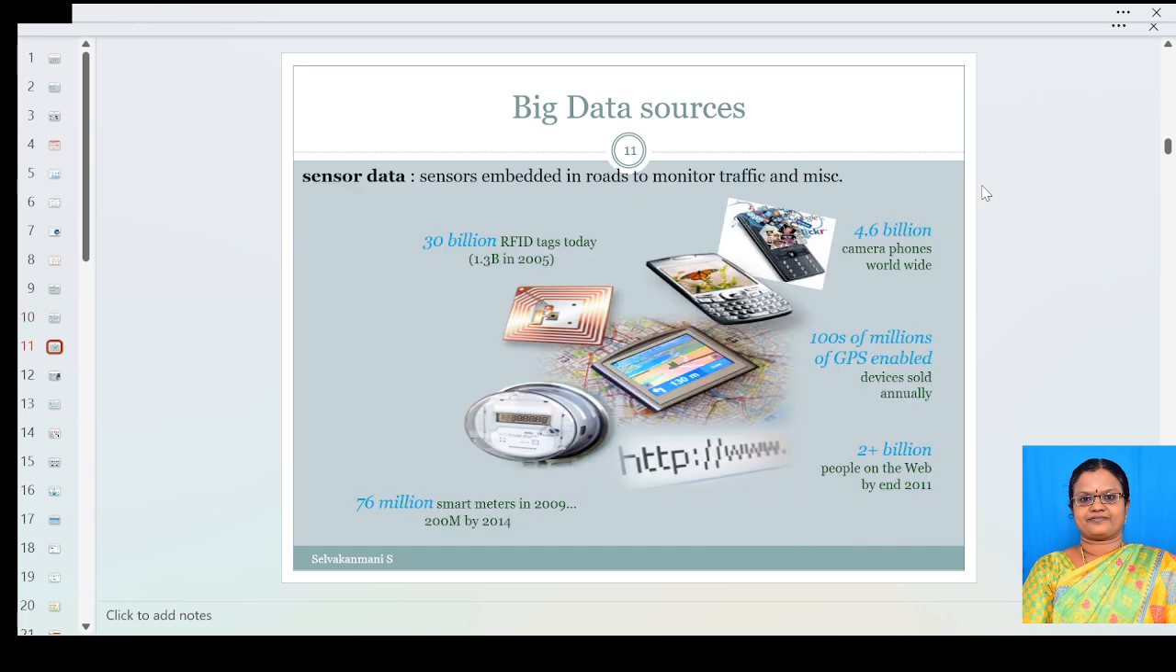Another, the last big data source, is sensor data. We have many sensors around us, like the gyrometer in cell phones and other GPS enabled devices, and sensors on roads to monitor traffic, as well as miscellaneous ones. All these also share information among other devices. So these are some of the big data sources.